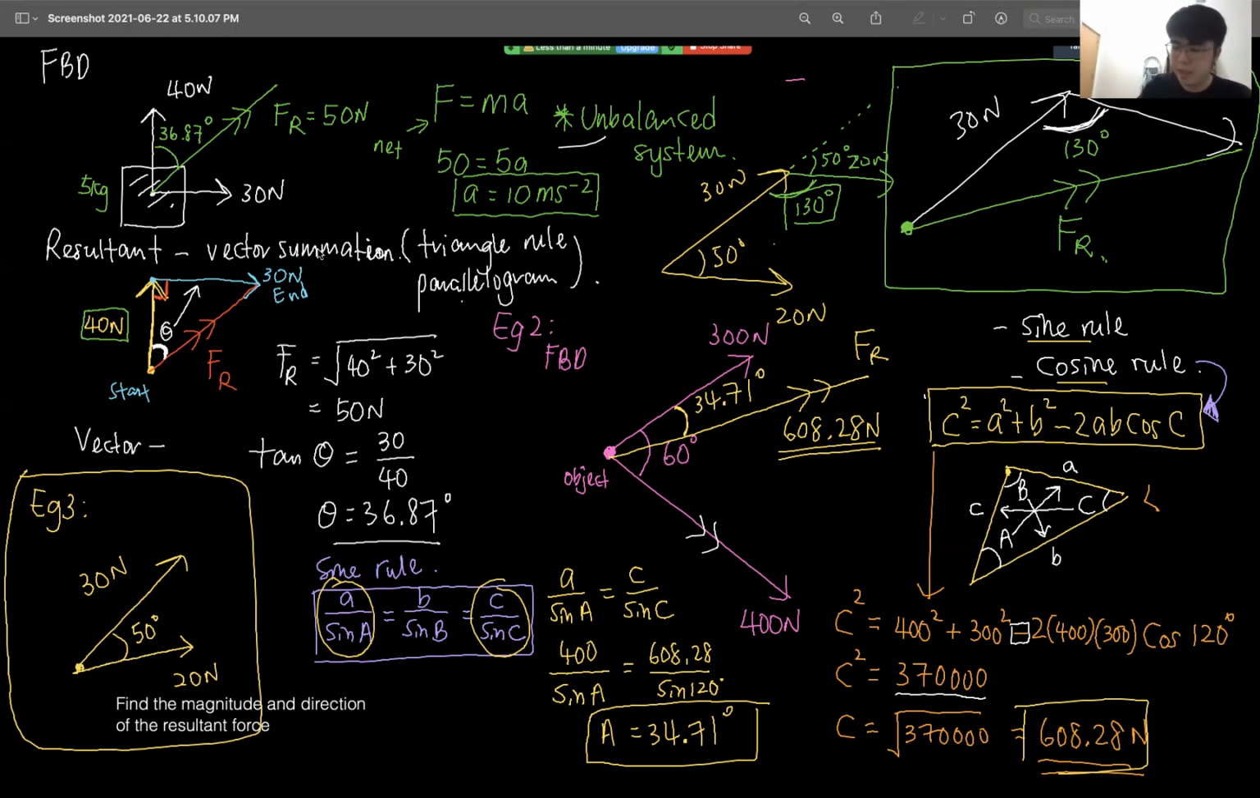30 over sine A. Oh, if you use 30, right? Normally the angle will be here. If you use 30, then the angle is this one. This is the angle you're finding. Yeah, because the opposite is, okay, this is your C, right? The FR is your big C. So if 30 is your small a, then this is big A. You're finding this. So if you want to find this one, you should use 20, the one that is opposite to the angle.